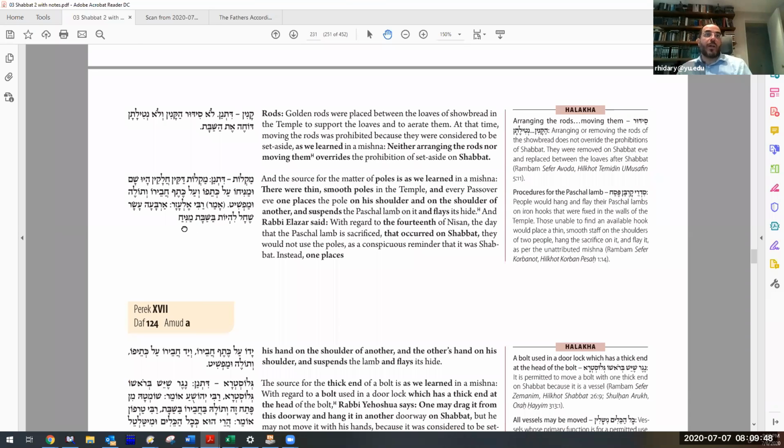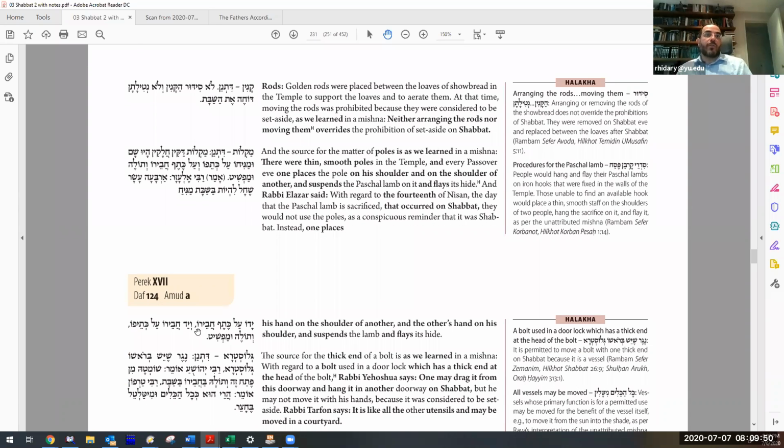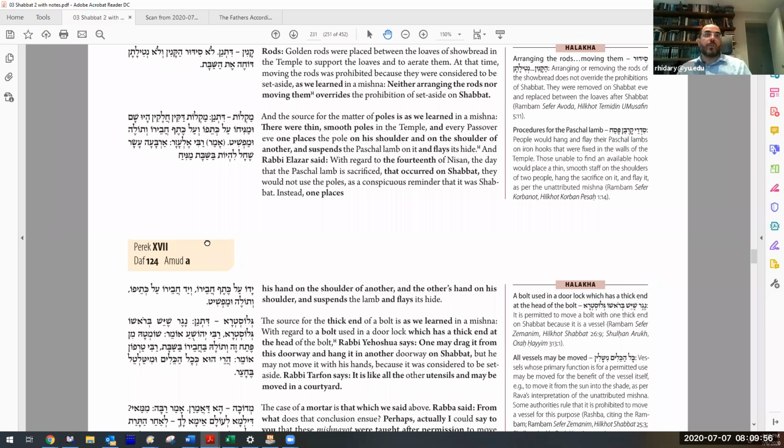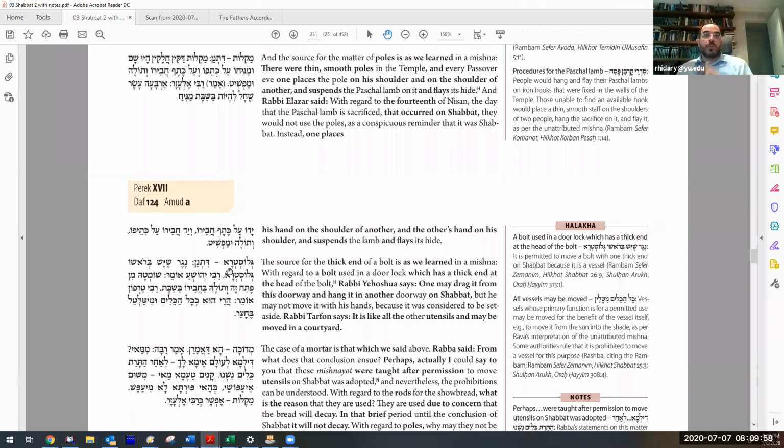Here, Rabbi Elazar Asa shachal liot b'Shabbat, maniach yado al ketef chavero v'yad chavero al ketefo v'toleh umafshit. But on Shabbat, that's that. They wouldn't use the rods; they would use their arms instead. So that's the second case.